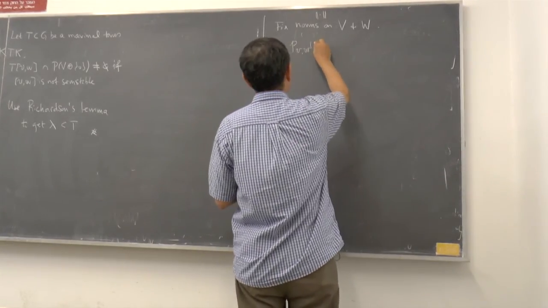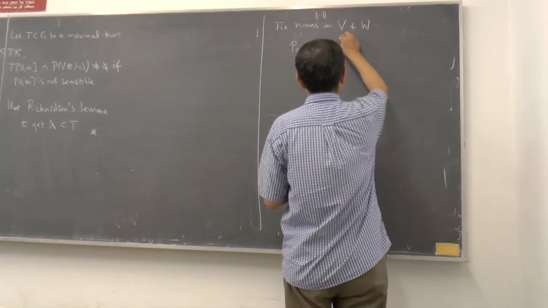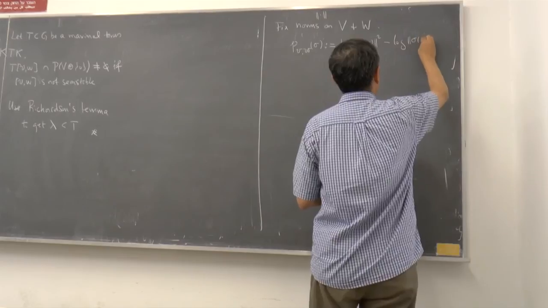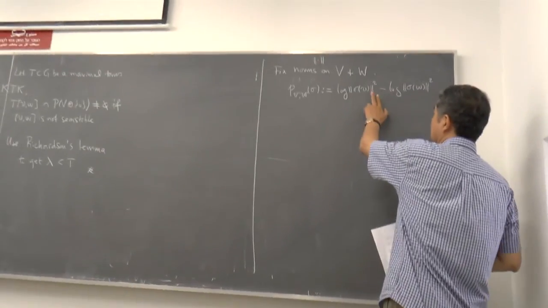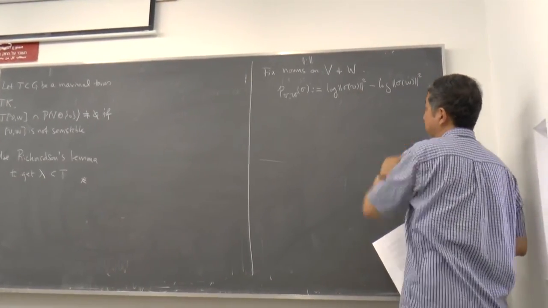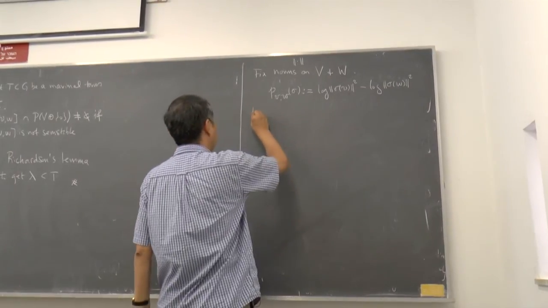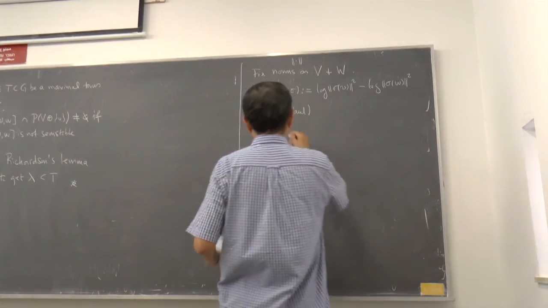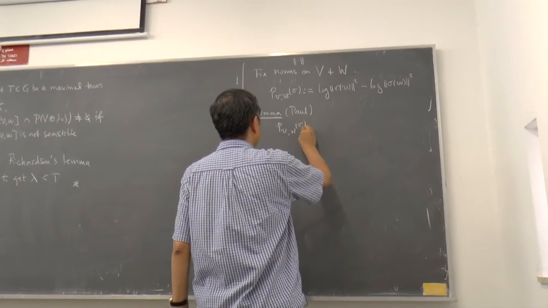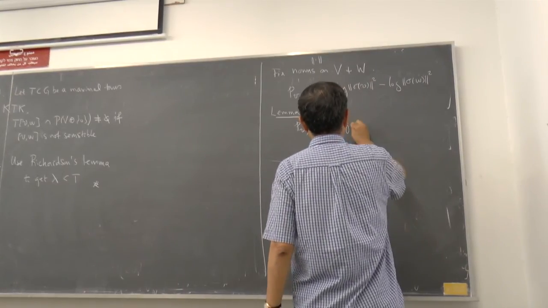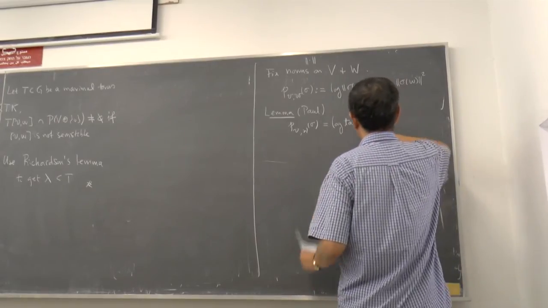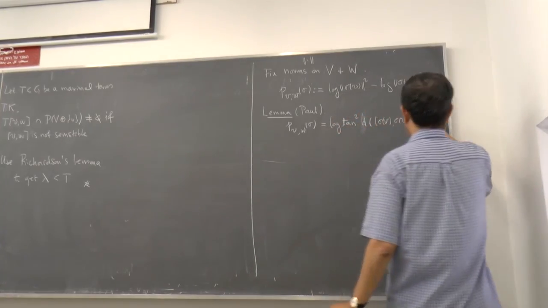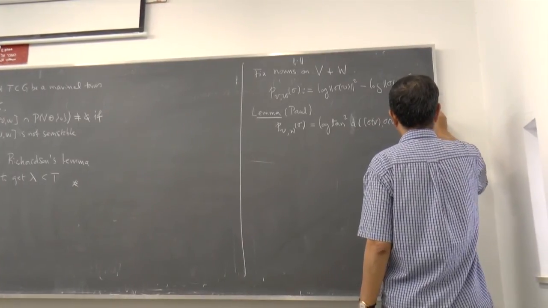So then we define a so-called p_VW, which is a function defined on the group G, which is simply log of the norm of sigma V minus log of the norm of sigma W. Okay. So this is a norm on V. This is a norm on W. Okay. So then you can have a simple lemma computed by Paul. It says this p_VW, this functional, can be written as a log of a tangent of the square of a distance of this sigma V, sigma W, and sigma V there. Okay.